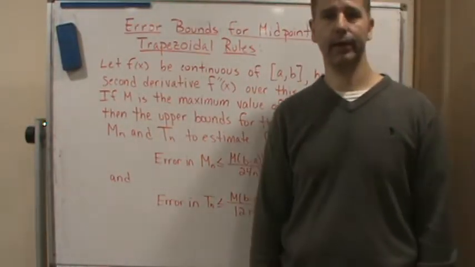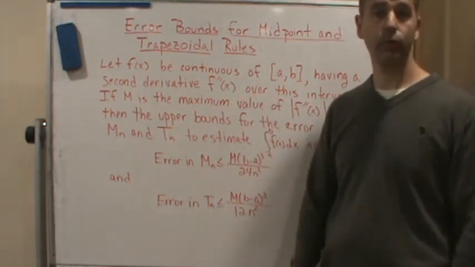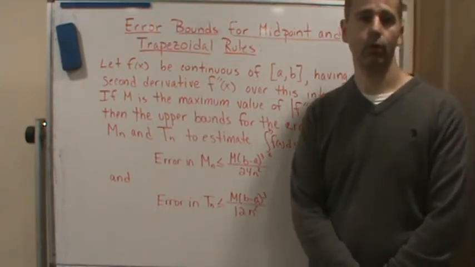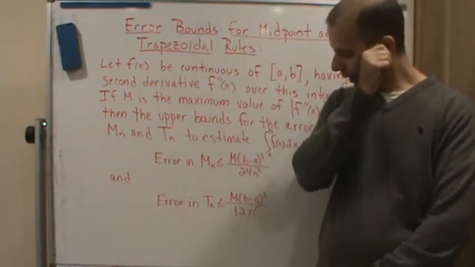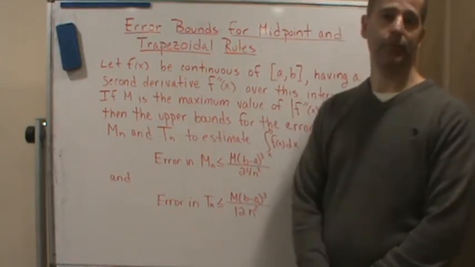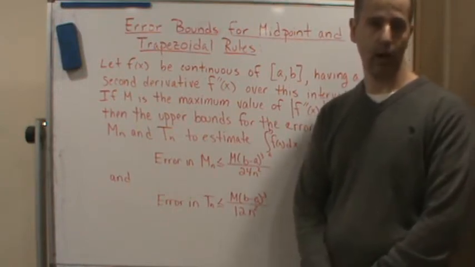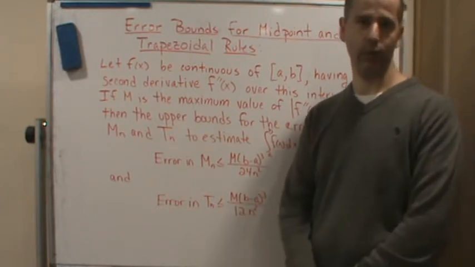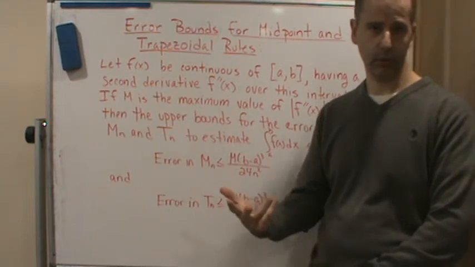Okay, so welcome back. In this video, we're going to talk about the error bounds for using the midpoint rule and the trapezoidal rule. In the previous videos, we calculated the absolute error and the relative error. But that's using the fact that we know the actual true value of the area under the curve, or the integral.